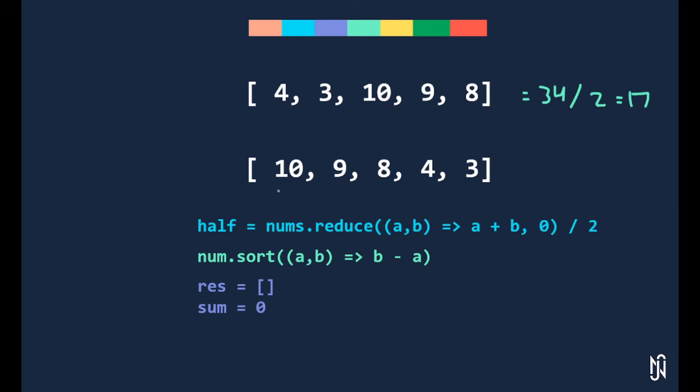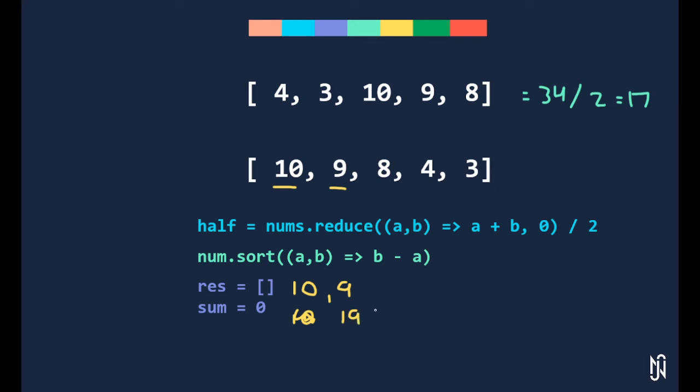So on the first pass through, we have 10. So we're going to add that to our result array. And then we're going to add it to our sum, which will be equal to 10. Then on the next pass, we have 9, which we add to our result array. And we're going to add it to our sum, which will now be 19.